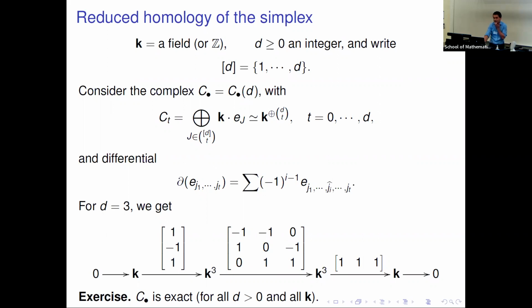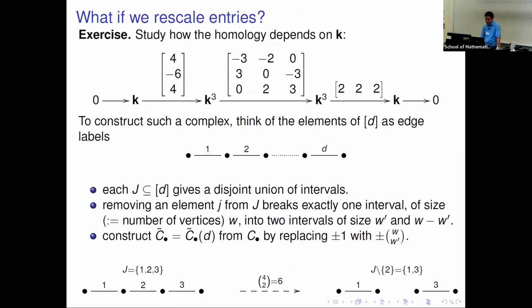Okay. So what I want to do is change this complex a little bit by rescaling some of the entries. So here's one example of a rescaling that still gives me a complex. Of course, if you are over a field of characteristic 0, the homology is not going to change. But over a field with 2 elements, some of these entries are going to become 0. There's certainly going to be homology at the end.